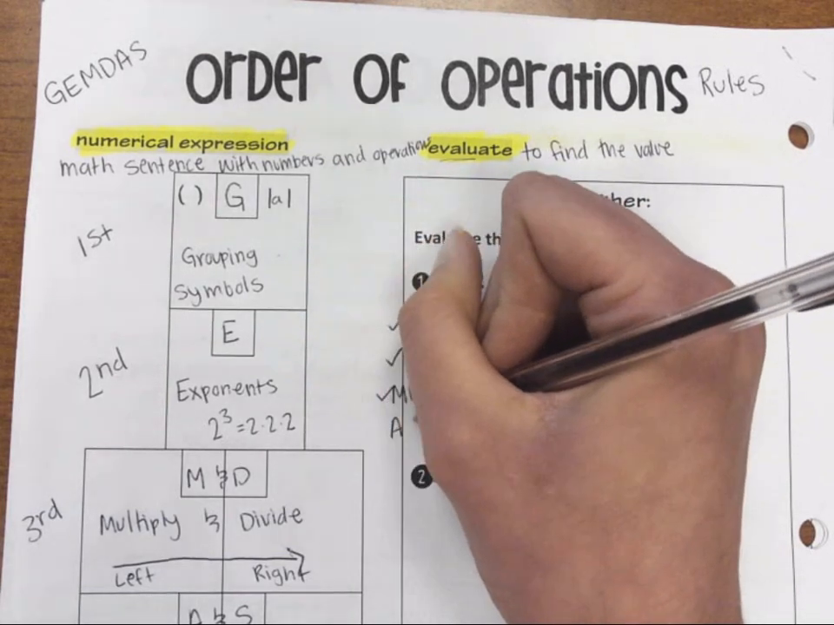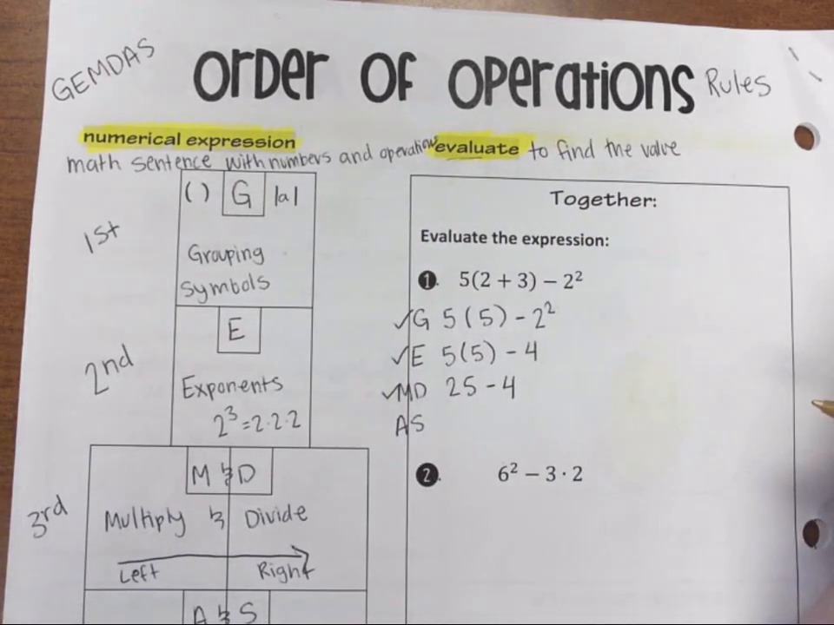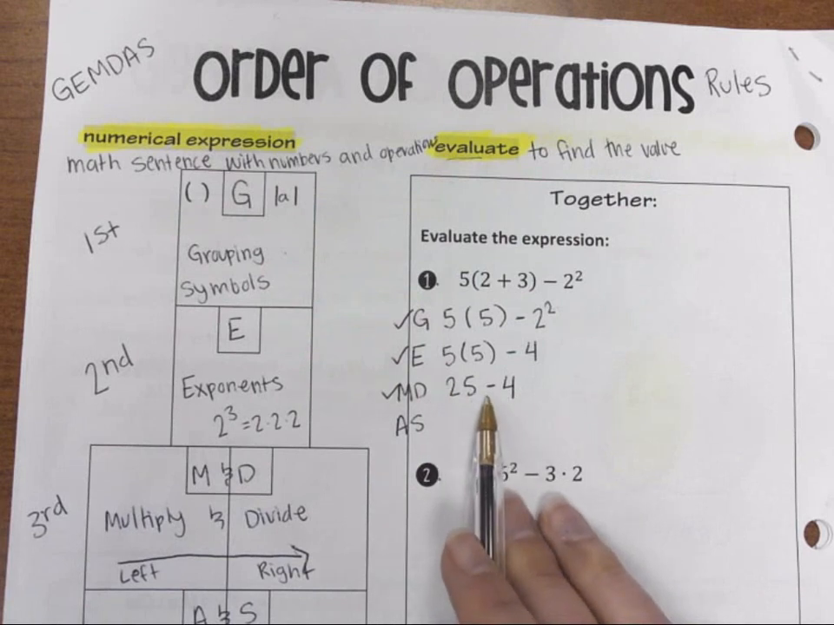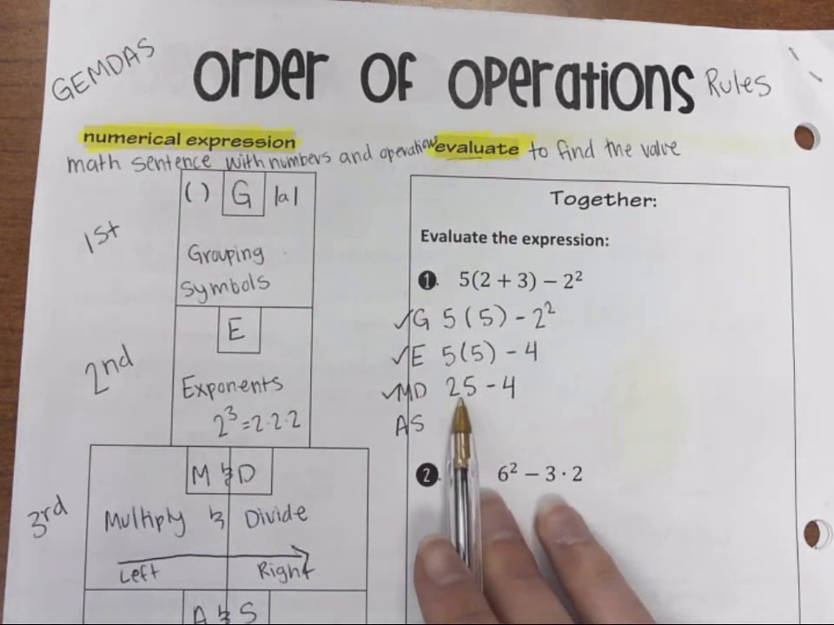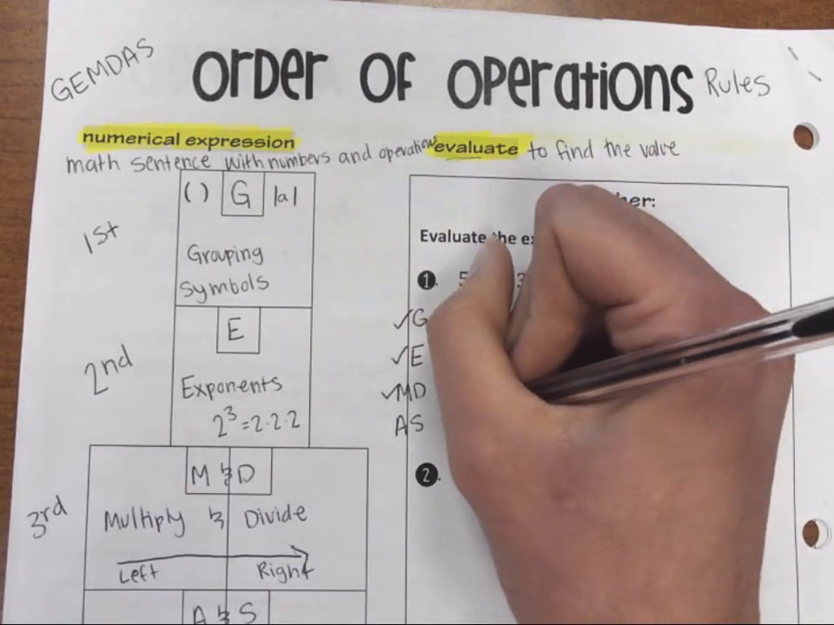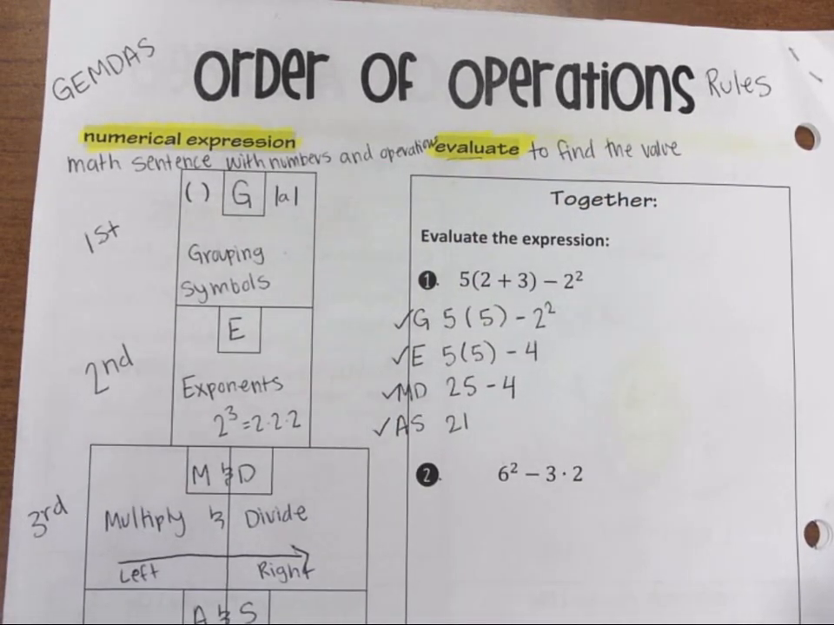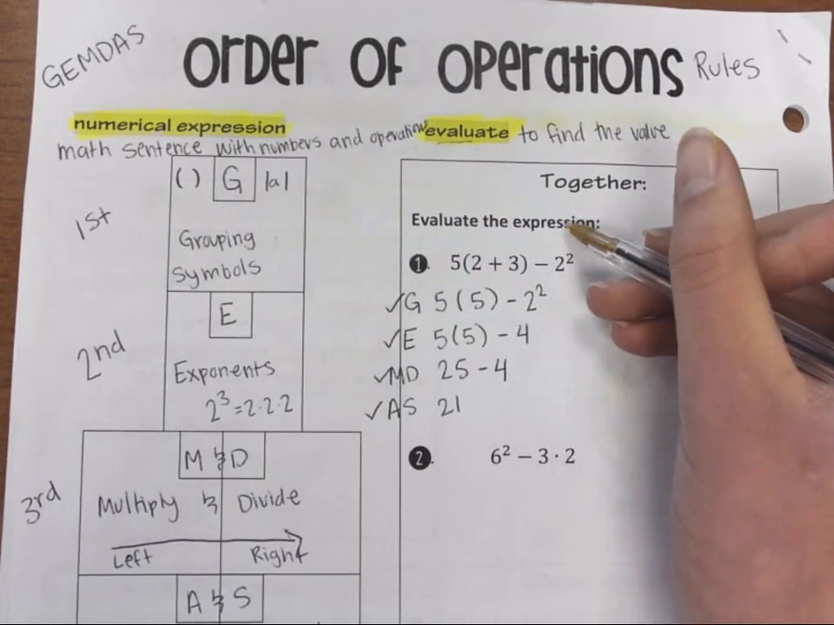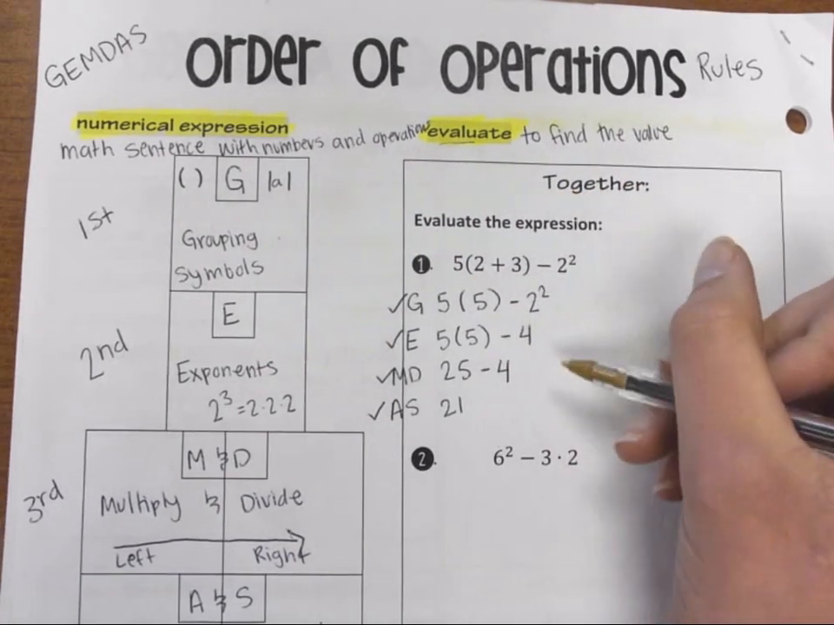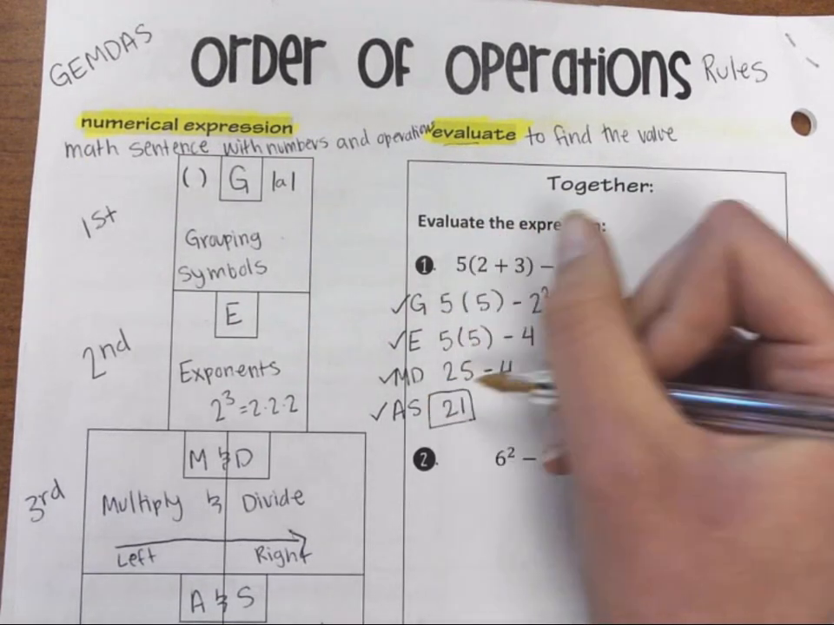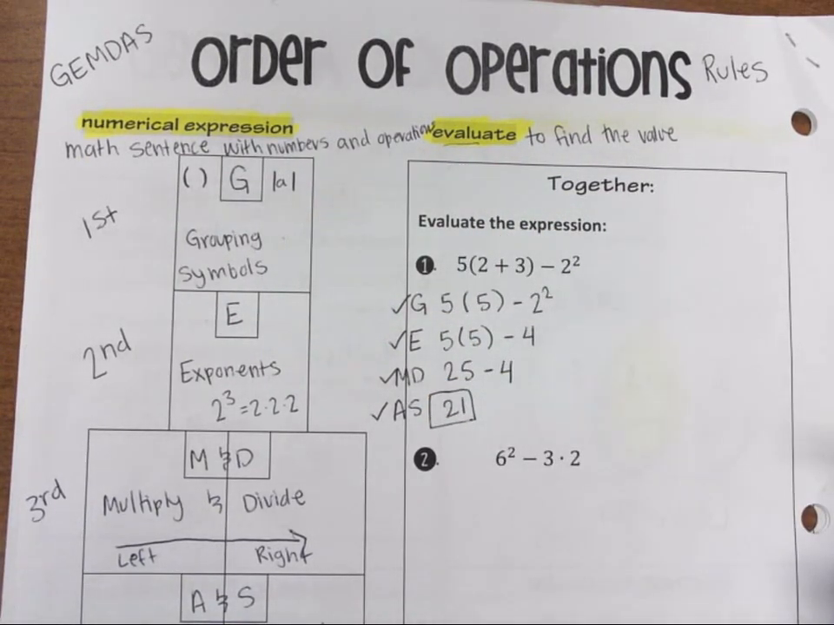Okay, my fourth and final step is to look for addition and subtraction. Going from left to right, the only thing I have left is one subtraction right here, so I'm going to do 25 minus 4, which is 21. I have simplified as far as I can go, and I have evaluated this expression. All of this, once I go through my order of operations, equals 21. That's my final answer, so go ahead and put a box around 21.